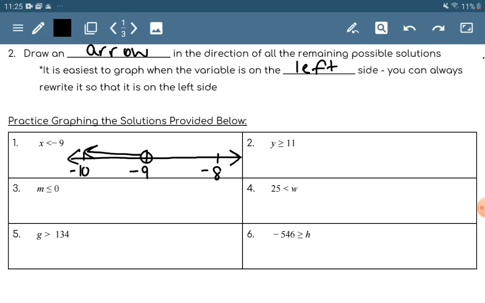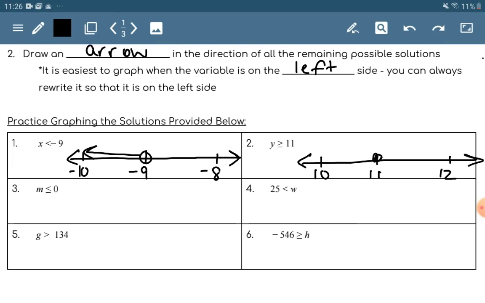We have y is greater than or equal to 11. My variable's on the correct side, so I can just start with my blank number line. My solution goes in the center. One number larger to the right, which is 12. One number smaller to the left, which is 10. Because it is greater than or equal to, that line at the bottom, the or equal to part, tells me I'm going to color in my dot this time. It's going to be colored in like a bullseye.